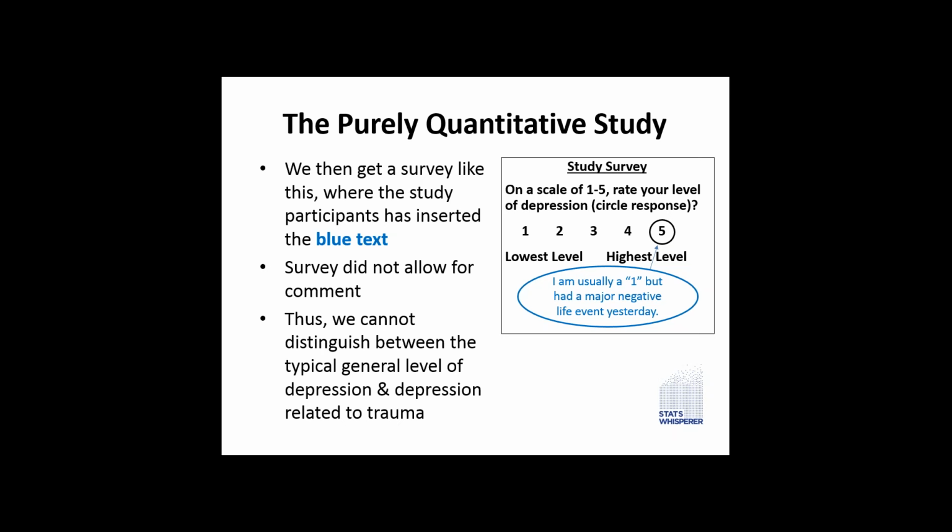We can't tell the difference here in the response whether the depression is related to chronicness or related to trauma, right? So it's a major shortcoming. And normally, there's nowhere to enter comments like this, so the comment is just ignored. So how can we address this?